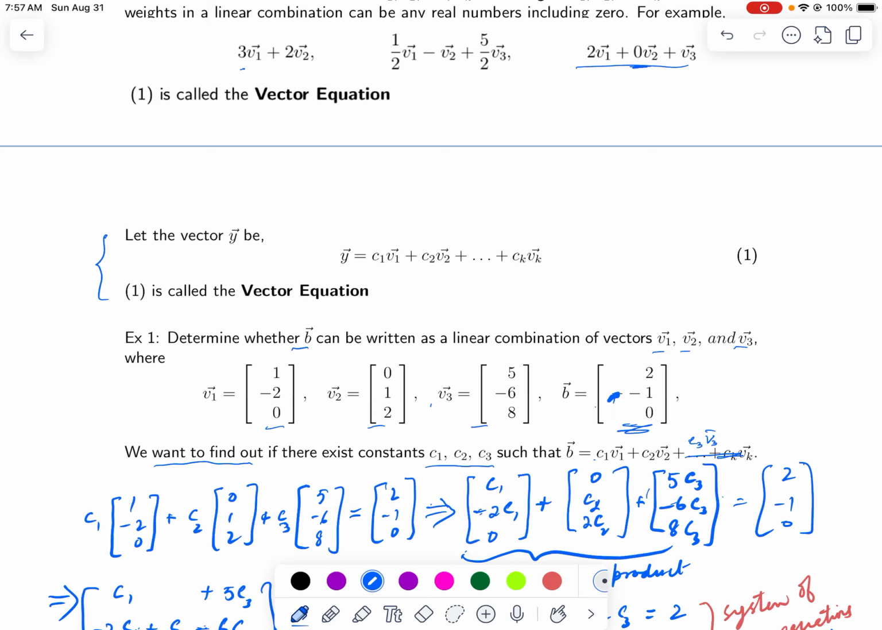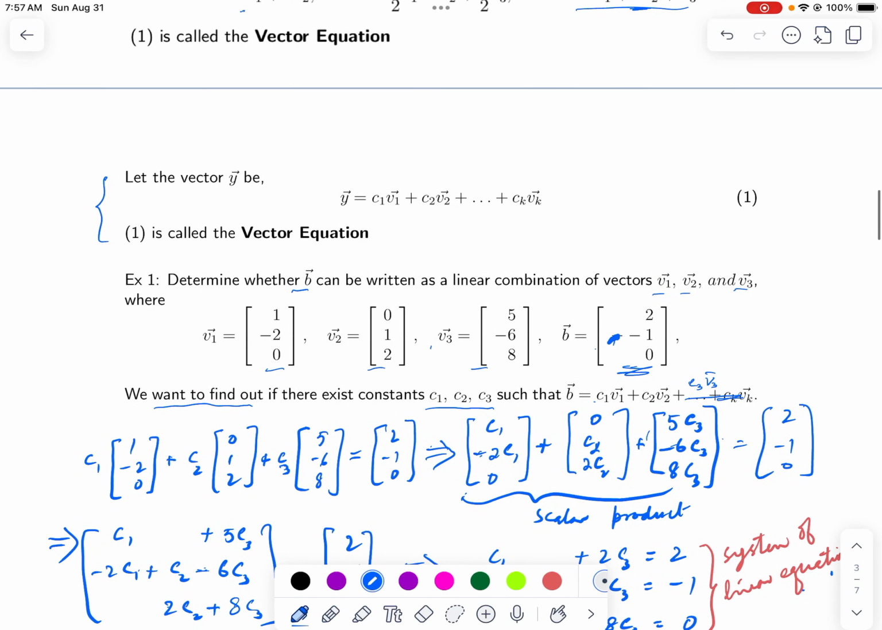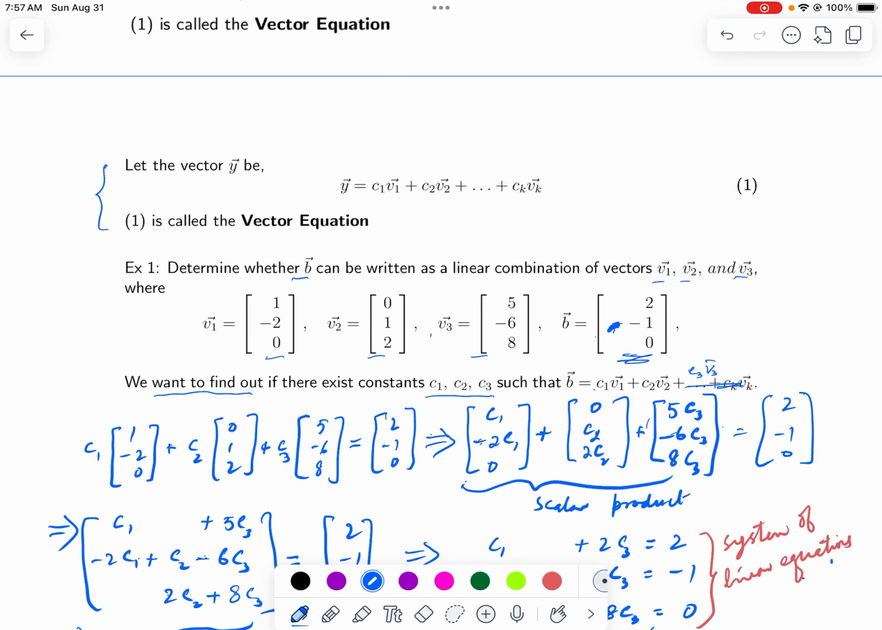Now when I expand it, let's see what happens. This is c1 v1, this is c2 v2 and this is c3 v3. So we want to see if this adds up to the vector b, which is over here. So I wrote it like this.